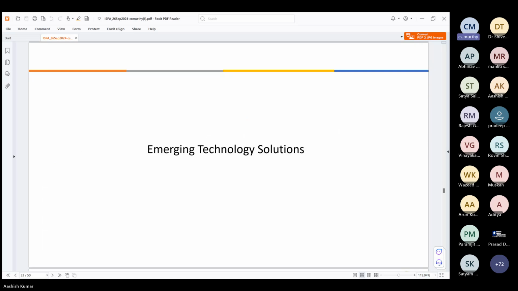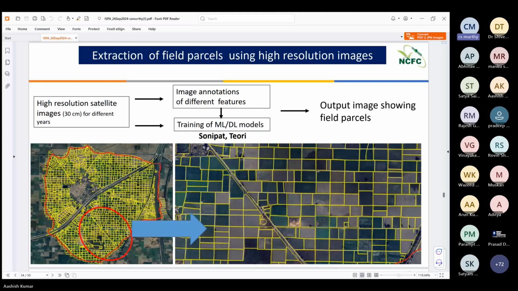In the emerging technology solutions, these are the upcoming solutions: high resolution satellite data and automated extraction of field parcel information. You can see the data here, and this is how the field parcel information is extracted. This is being done for the whole of India. We have some collaboration with some agencies, and this field parcel information will be superimposed on the crop maps to extract information at the parcel level and provide parcel level solutions and so on.